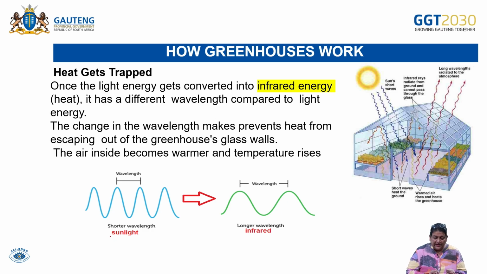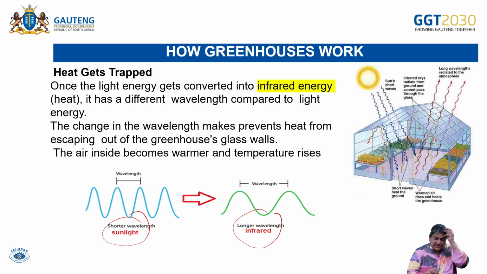So you can see here that the blue is indicating shorter wavelengths of sunlight, and then the longer wavelengths regard heat. So heat has a longer wavelength and light has a shorter wavelength. And because they work on different wavelengths, one is able to heat and one is able to give off light. Okay.